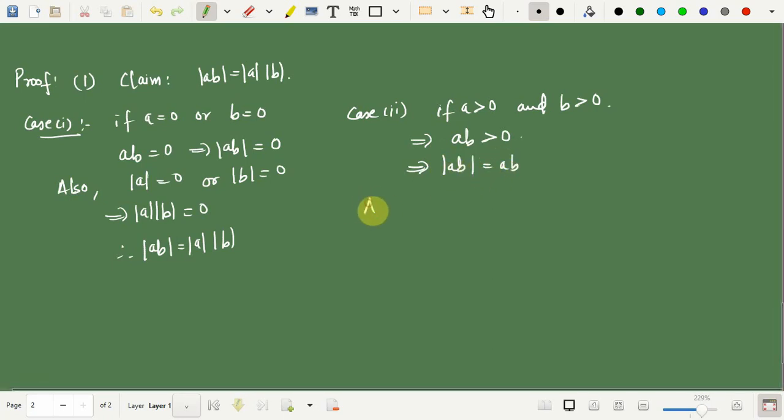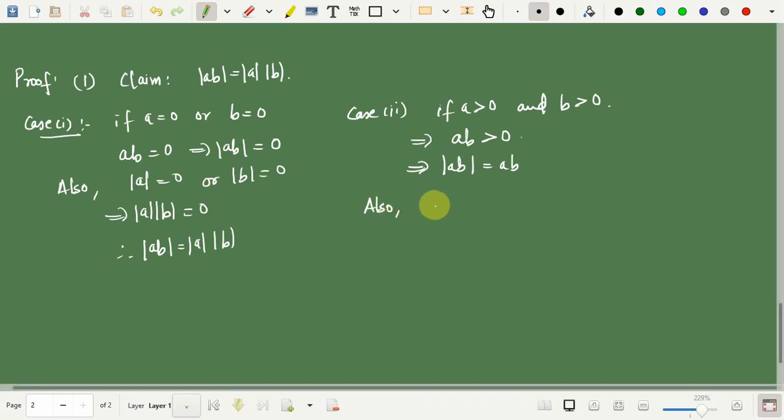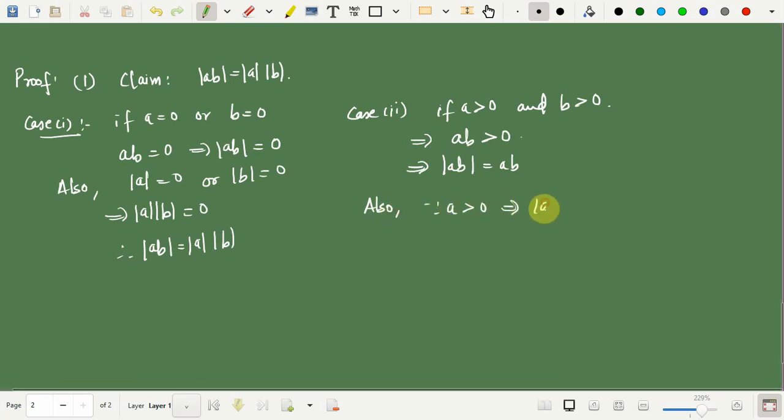Okay. Also, since a is positive, this implies that mod of a is equal to a, and b is positive, this implies that mod of b is equal to b.